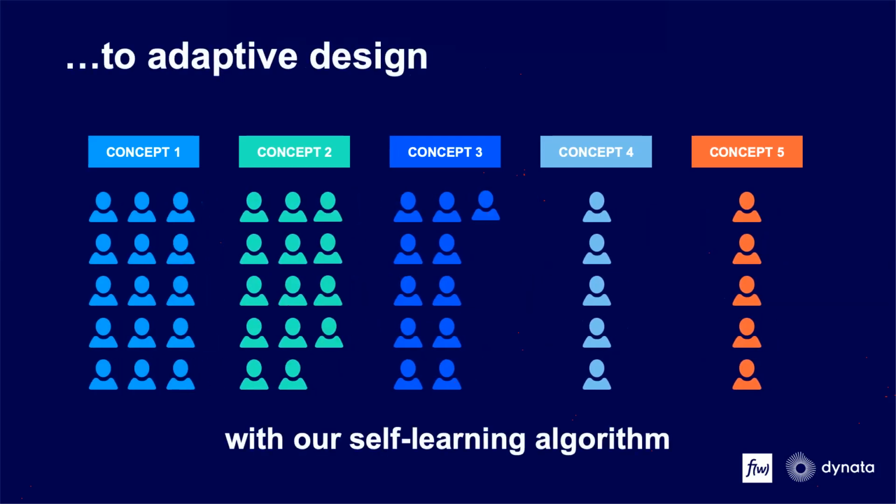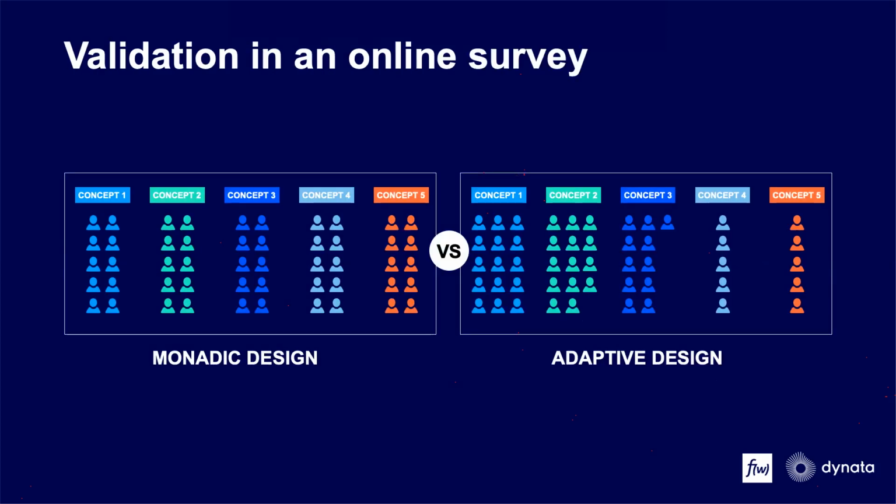Ta-da! With careful sampling, this adaptive approach automatically learns which concept is well received and which is less so. The algorithm then decides for itself which concepts are assigned more respondents and those that get fewer. So far, so theoretical. How do we prove that it works? By going head to head, the classic monadic design versus the adaptive design.